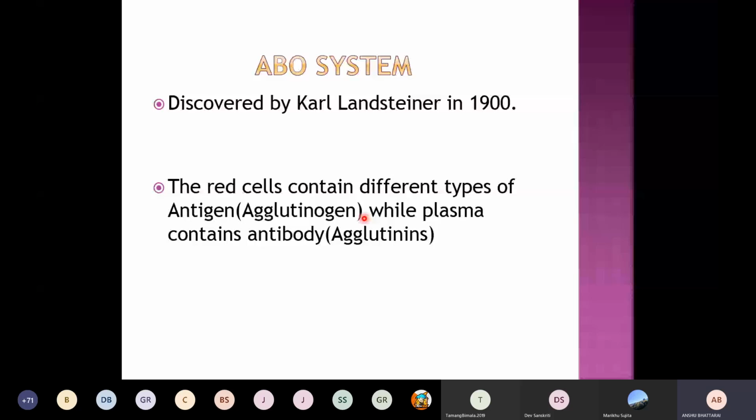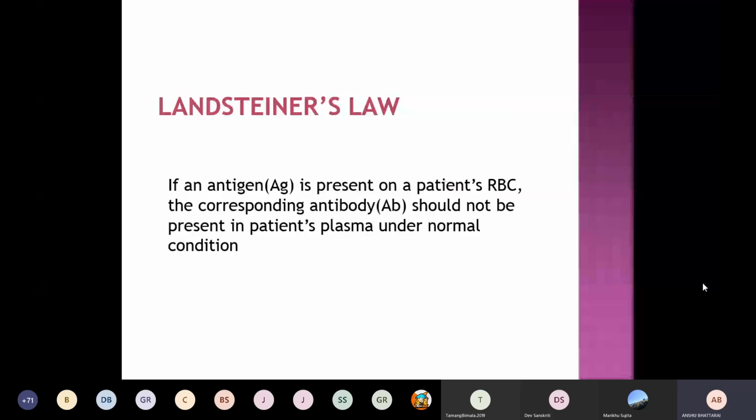So now let's talk about Landsteiner's law. What is this Landsteiner's law? If an antigen is present on a patient's RBC, the corresponding antibody should not be present in the patient's plasma under normal conditions. This is known as Landsteiner's law.